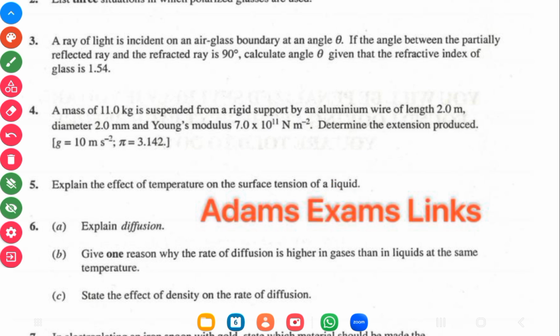Yes, so you know that temperature increases the kinetic energy of the liquid, and then this would reduce the surface tension of the liquid. Explain the term diffusion. This diffusion is not the one in biology but the one in physics, which has to do with the movement of gases. Then give one reason why the rate of diffusion in gases is higher than in liquids at the same temperature. Part C says state the effect of density on the rate of diffusion, whether higher density increases it or decreases it.